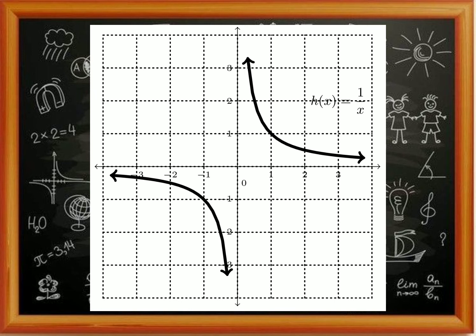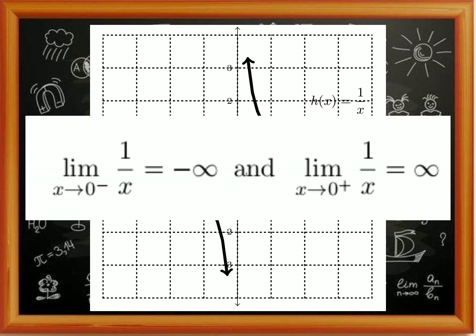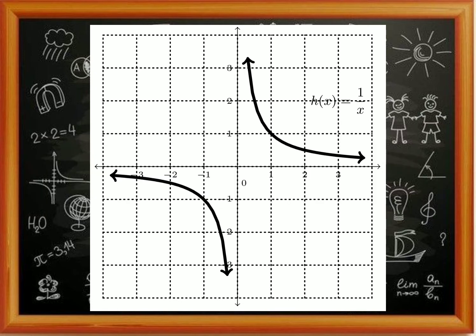In other words, the limit of 1 over x as x approaches 0 from the left is equal to negative infinity, and the limit of 1 over x as x approaches 0 from the right is equal to positive infinity. Therefore, we conclude the function is discontinuous at x equals 0.